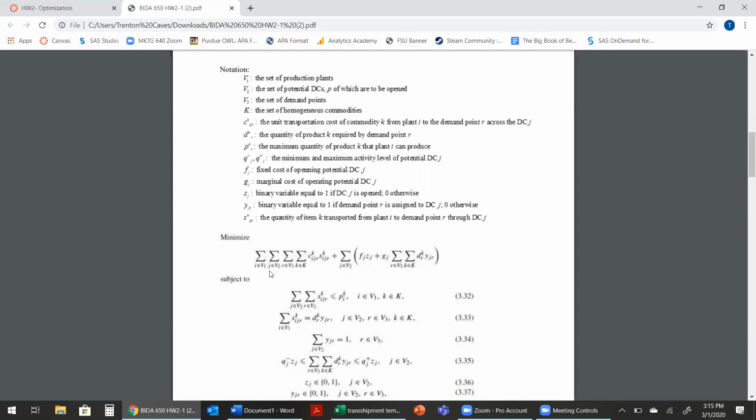In the second part, you're explaining the FJZJ. What does that term mean? And then the third part, what does the GJ, DKR, YJR, how does that break down? Got it. Thank you.